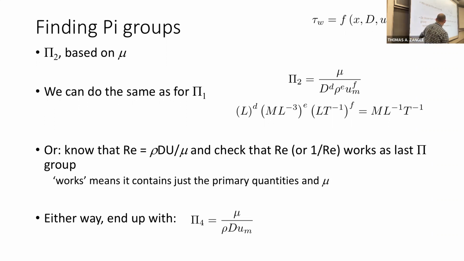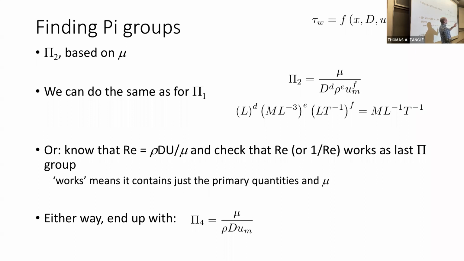Either way, we're going to end up with a pi group. Pi 4 is mu over rho d u, which is 1 over Reynolds number. Oh, pi 2, yeah, sorry. I reordered these to make the discussion flow differently. You're right, this is pi 2. Thank you.